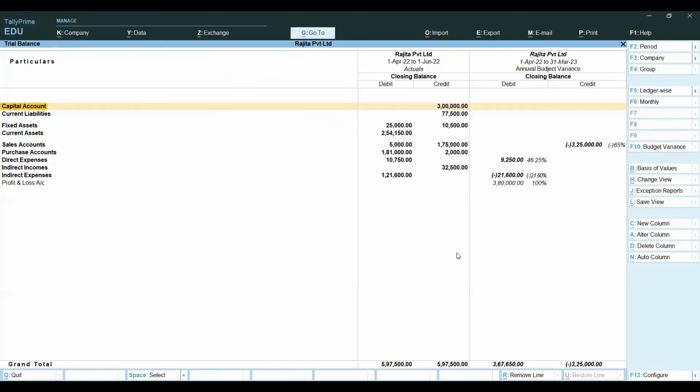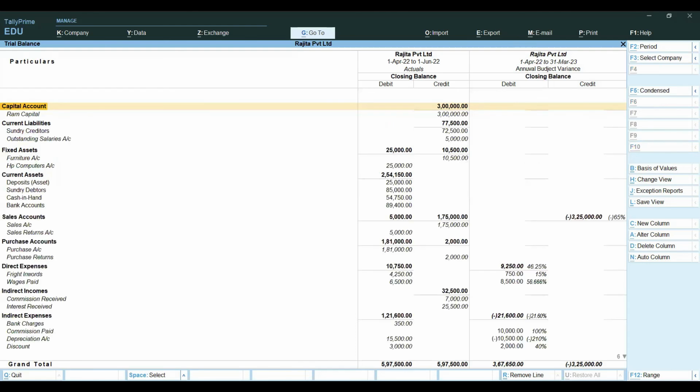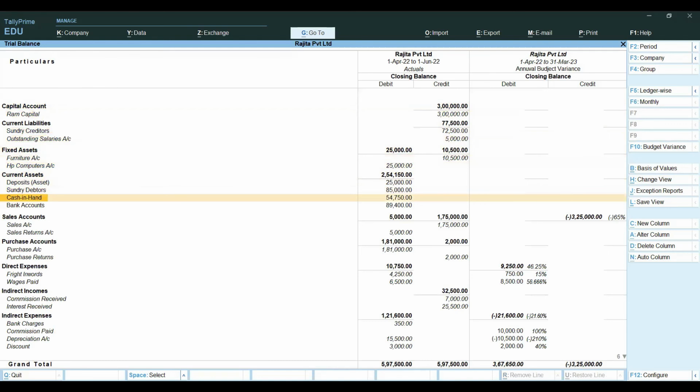See, both values are showing. Wait, ledger-wise we will see. I am pressing Alt F5. See, what did we estimate? Actually, we estimated the sales account. Our estimation is actually 5 lakh, but our actual is only 1,75,000.